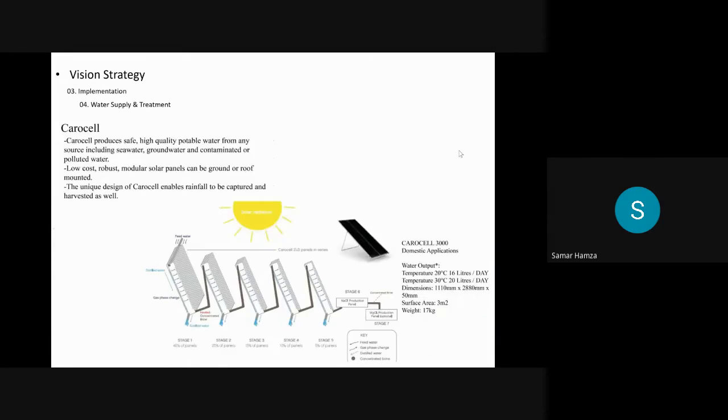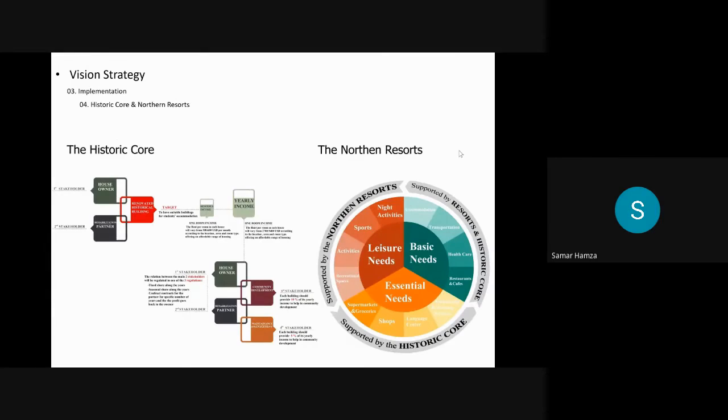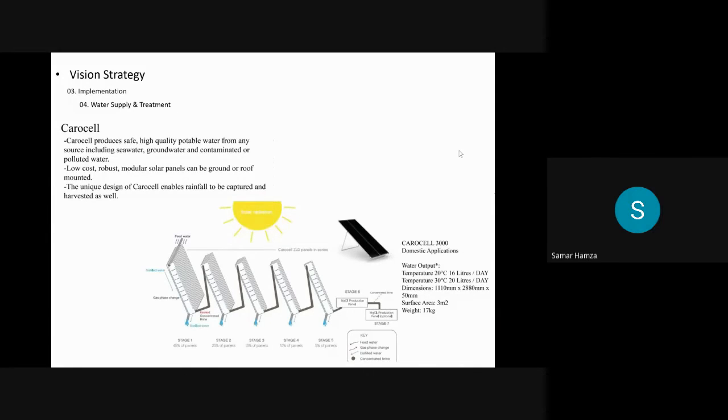And also for the northern resort, we thought that we can divide our interest in this area. Some of the needs would be supported by the resort and the historic core, some of the needs can be supported only by the historic core, and some of the needs can be supported by the northern resort. And in this process, we can add some local economy projects for the people there. Next. Now Shreya will focus more on the fourth phase of the implementation part.